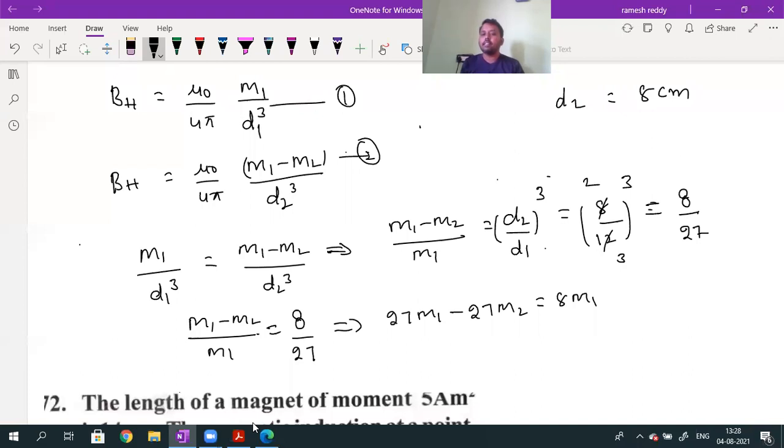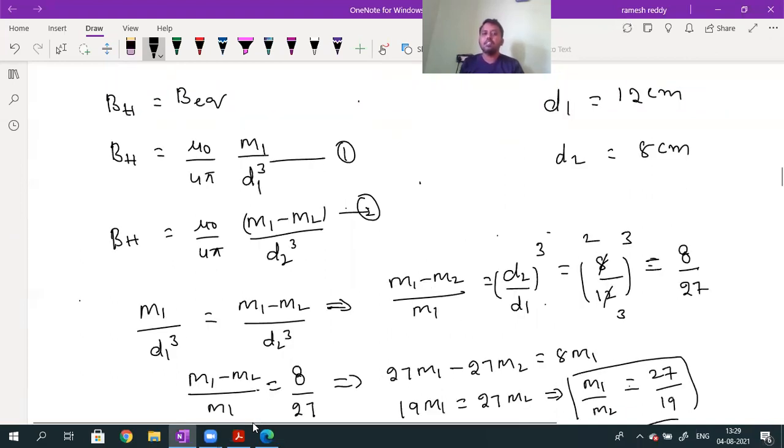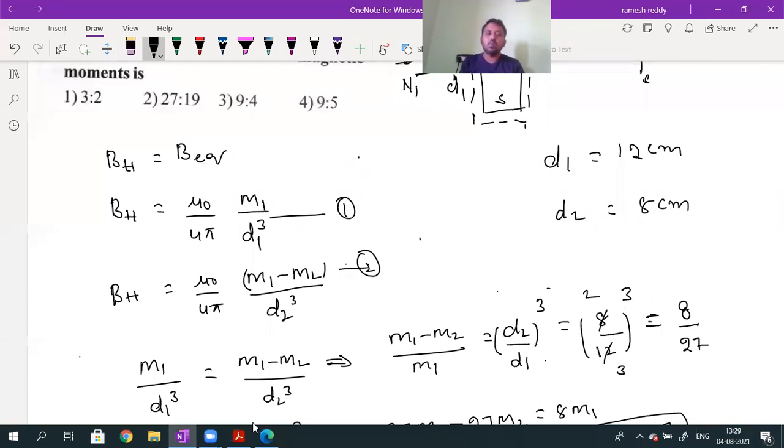Sending the m1 term this side, 27 minus 8 is 19. So 19 into m1 will be equal to 27 into m2, which implies the ratio m1 by m2 will be given by 27 divided by 19. See, one small mistake, a small modification. So the answer for this question is 27 is to 19.